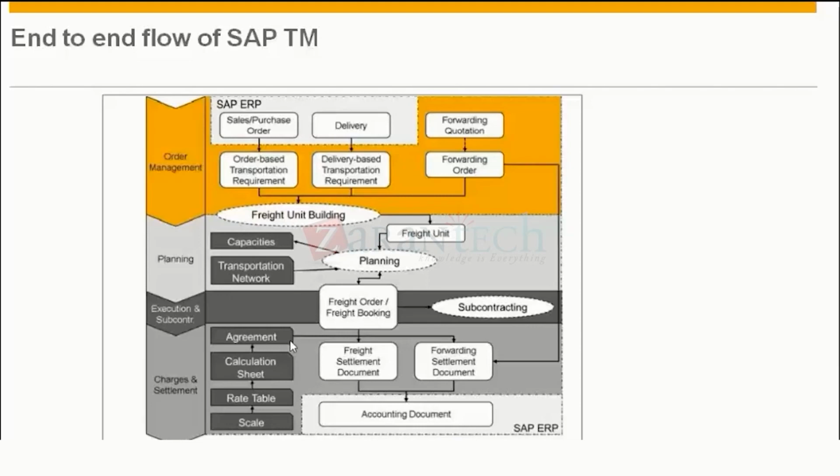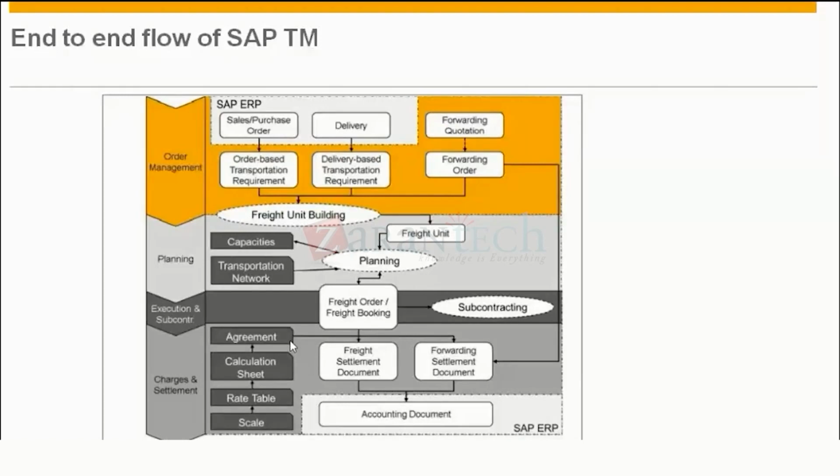In case you are transporting by road or rail, we call it a freight order. In case you are transporting by sea or air, we call it a freight booking. So both the objects are technically the same, but the major difference lies in the mode of transport. So this freight order and freight booking is actually the replica of your shipment document. Whenever you'll be implementing TM, you actually don't need to worry about whether your shipment is created or not, because in TM the shipment document is replicated as the freight order and freight booking.